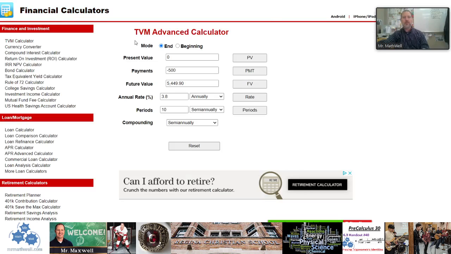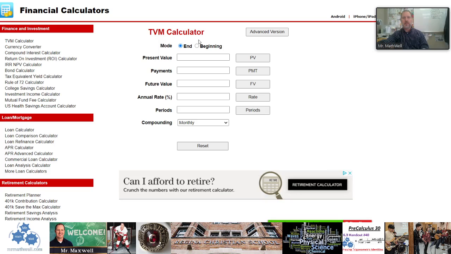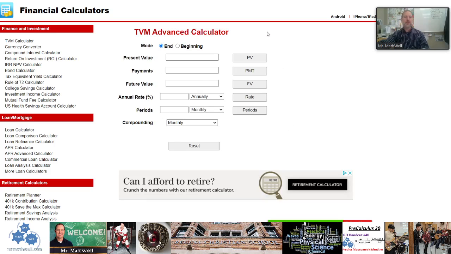Actually, it might take you to just this page right here, TVM Calculator. I don't know if I've adjusted that yet. You're going to want to go to the advanced version. And this is going to be real slick. This is going to be easy.